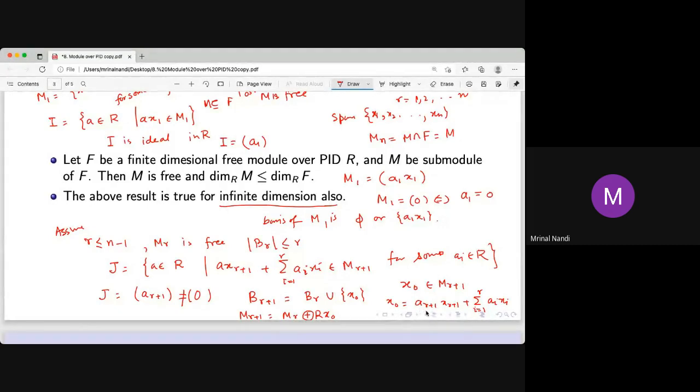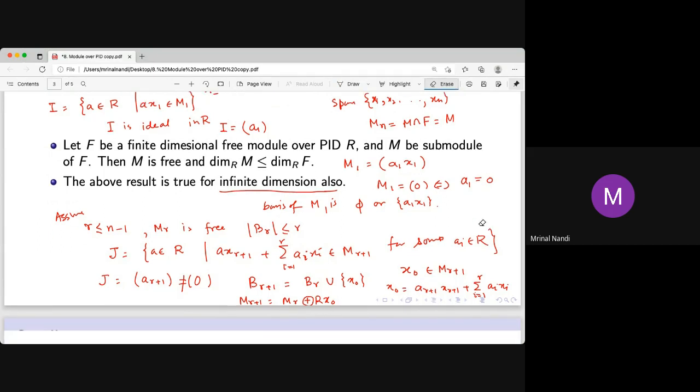That is always true, because you are taking a_{r+1} not equal to 0. So actually it will work for any x_{r+1}? No, x_{r+1} is given there, so it may not be true for any x_{r+1}. x_{r+1} is given here in the basis of that F, and from that we got this a_{r+1}, and we can easily prove that including x_0 gives a new basis of this M_{r+1}. Once the basis of M_r is given and we include that x_0, we have the basis of M_{r+1}. So by induction we claim that this is true for any n. This is the outline of the proof, and the details you can find in the book.